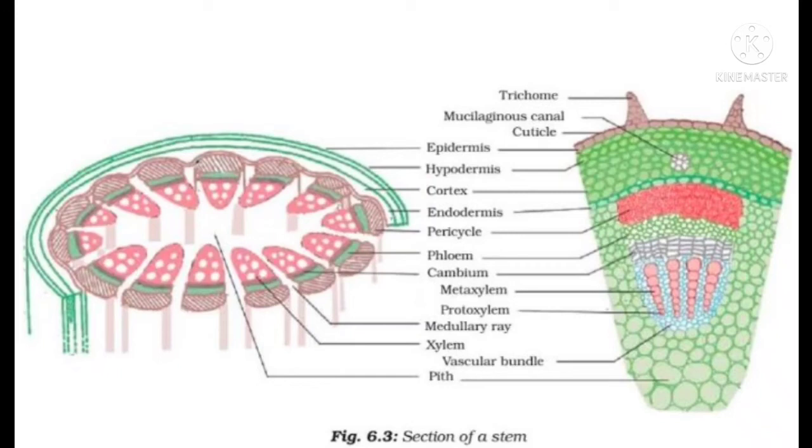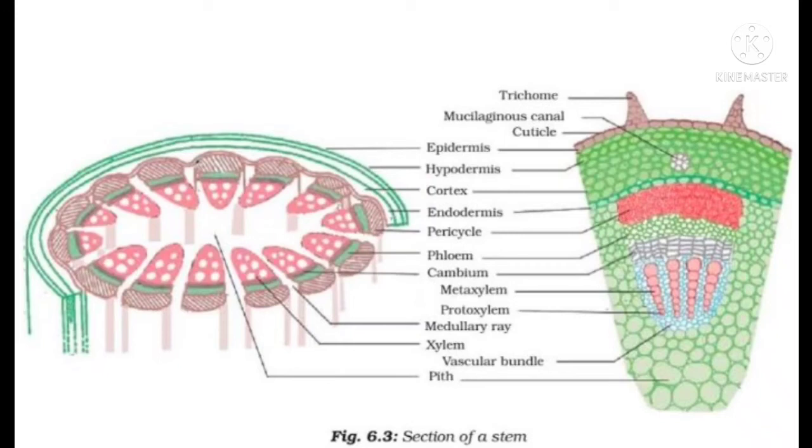Now you have seen endodermis, now you can see pericycle. See the labeling, then phloem, see where the phloem is located. Then cambium. Then metaxylem is there, protoxylem is there. See, then medullary ray is there, xylem, only xylem is there. You can see where that xylem is present.